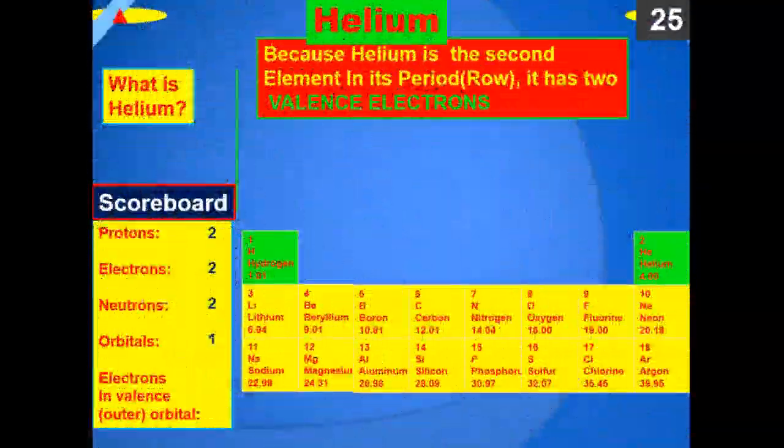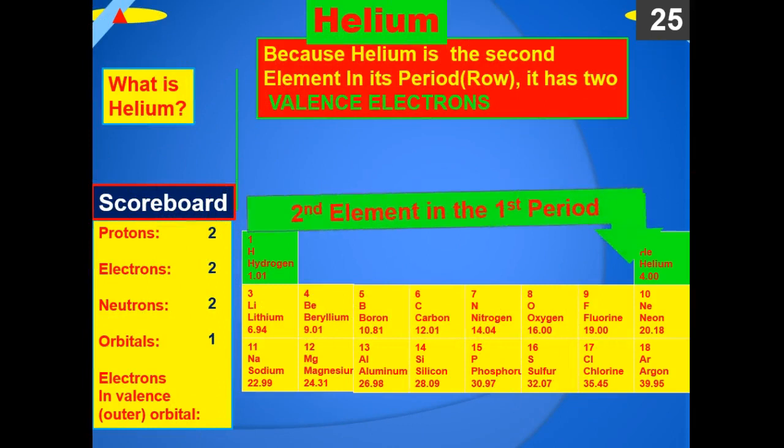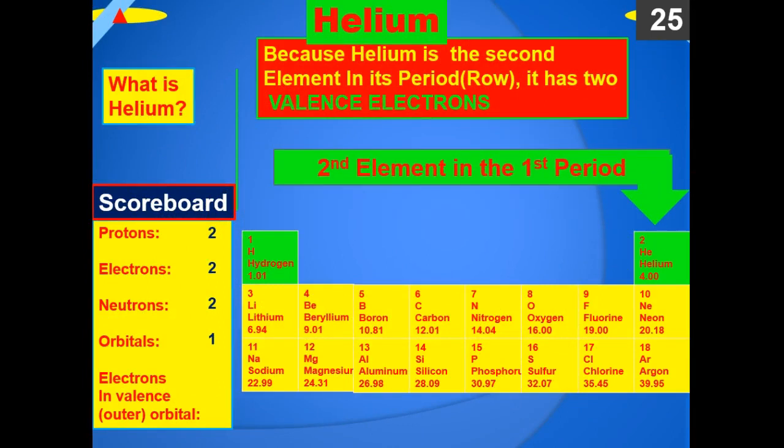Now we're going to finally finish up with how many valence electrons it has. You'll notice that helium is the second element in the first period or first row. That means it has 2 valence electrons. So we can go ahead and fill in that section, and now our scoreboard is complete.